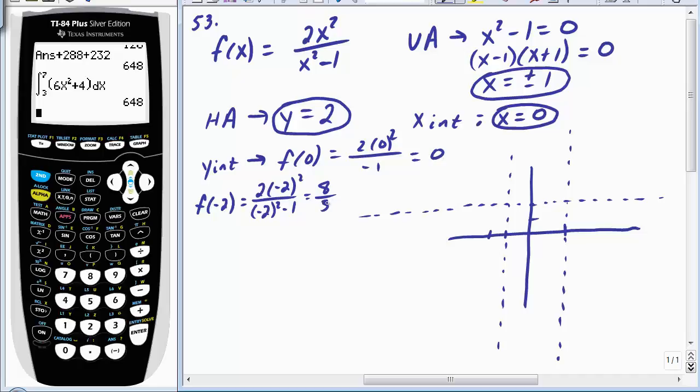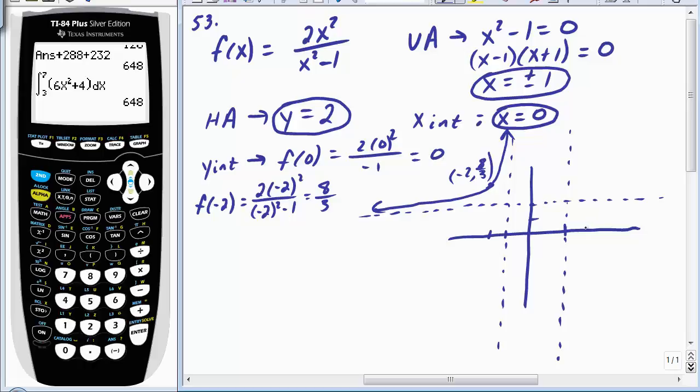I know 8 over 3 is greater than 2, so my point's going to be up here. I'll be able to draw in the rest of this curve towards the y-axis and up towards the value y equals 2. And then as x approaches the vertical asymptote, the y value is going to go off towards infinity. Looks something like that. And this coordinate here is our negative 2, 8/3.